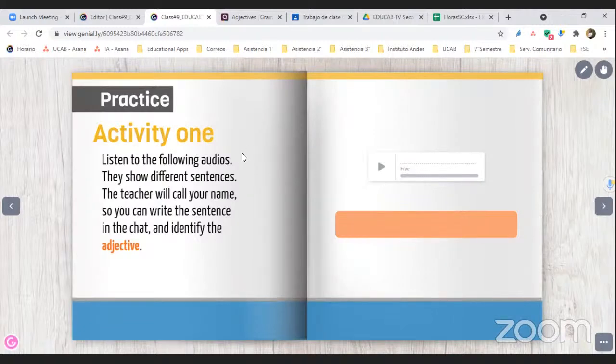So maybe, I don't know, Opnil, can you help us with this one? I'm going to play the audio for you and you have to write the sentence in the chat and tell us which is the adjective.